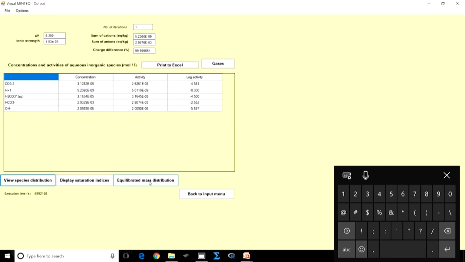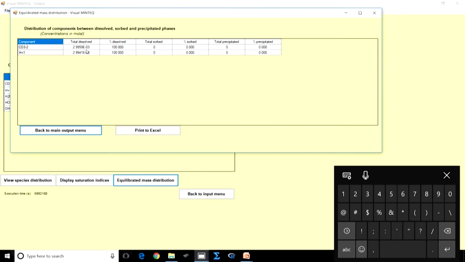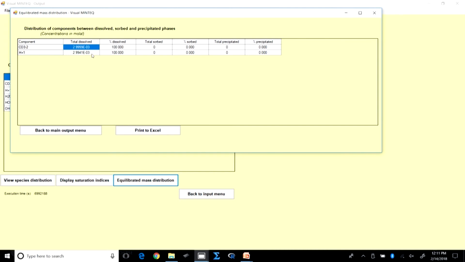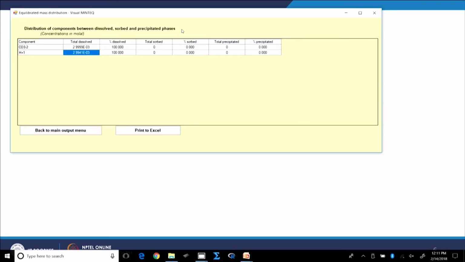If I look at the equilibrated mass distribution, I can get the relevant H total and CO3 total. Let me write this down so that I need them later. CO3 total comes out to be 2.99 into 10 power minus 3. I will list that as 3 into 10 power minus 3 molar concentration, or 3 millimolar.